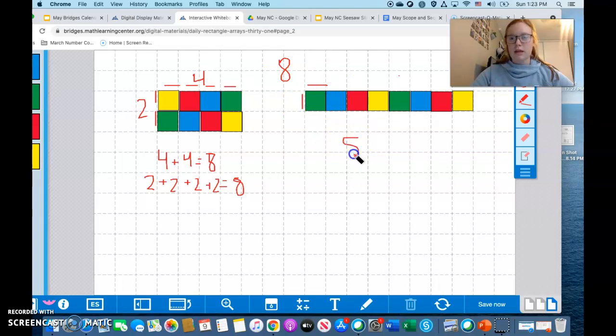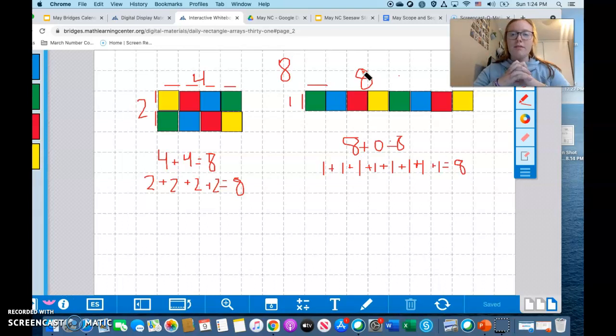So I could just do 8 plus 0 equals 8, because that's my one column of 8. I could also do 1 plus 1 plus 1 plus 1, 4, 5, 6, 7, 8. So there's a lot of different ways that you can fill in these rectangles. This is a 1 by 8, right? This is going to be kind of the beginning of us being able to arrange different ways when we have a certain number of cubes. So this is just kind of the start to it.